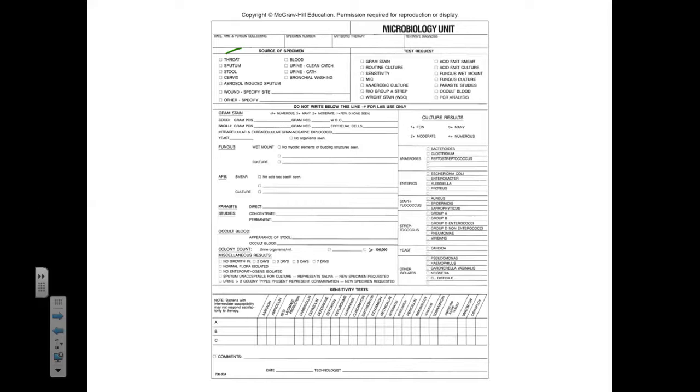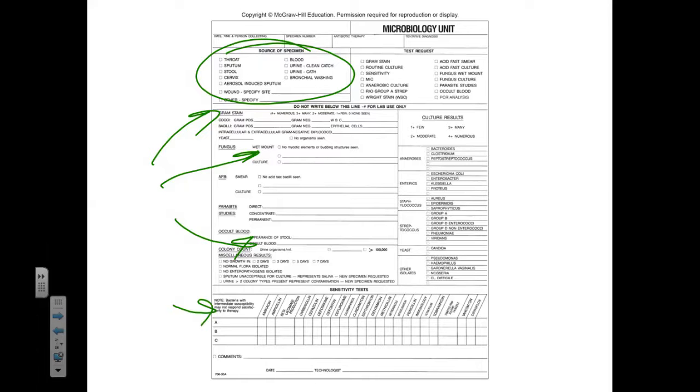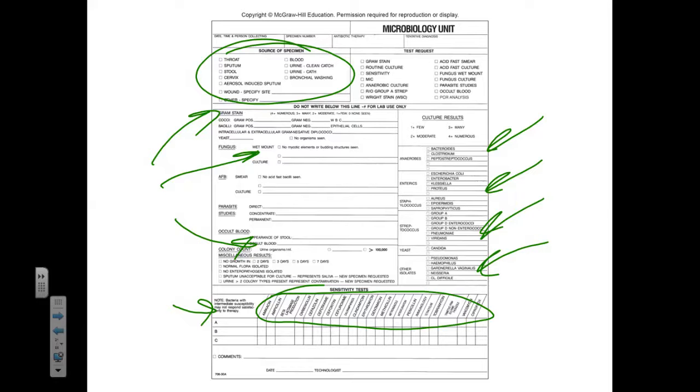So we can identify where the sample came from on the patient. We can identify what was the result of the gram stain, what was the visible result of the wet mount of the culture, what was the appearance of the blood, the appearance of the stool, and we could also say what was the sensitivity to a battery of chemicals or antibiotics. And then based on the cultures, we could say what the presumptive result is for the microorganism.